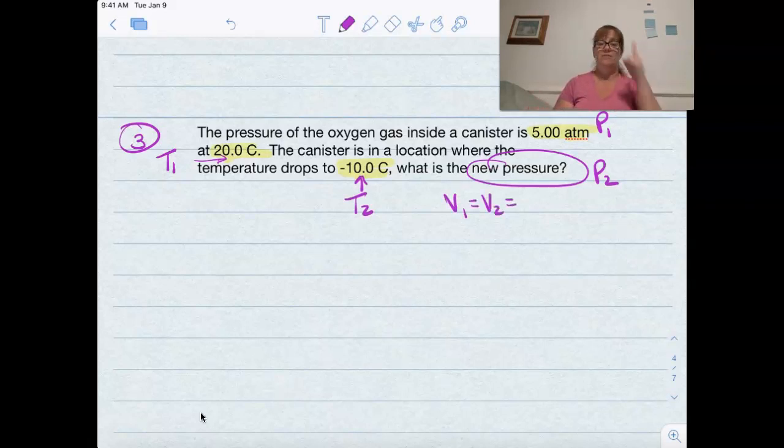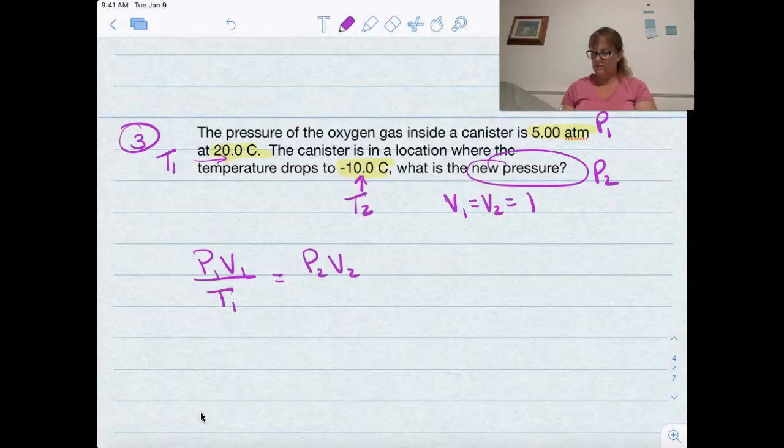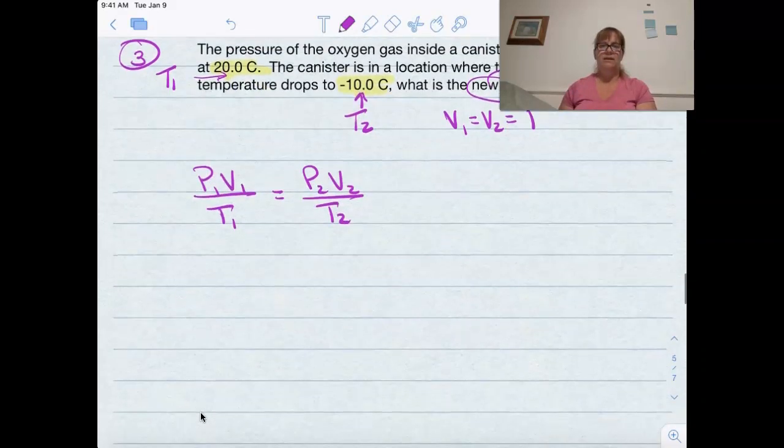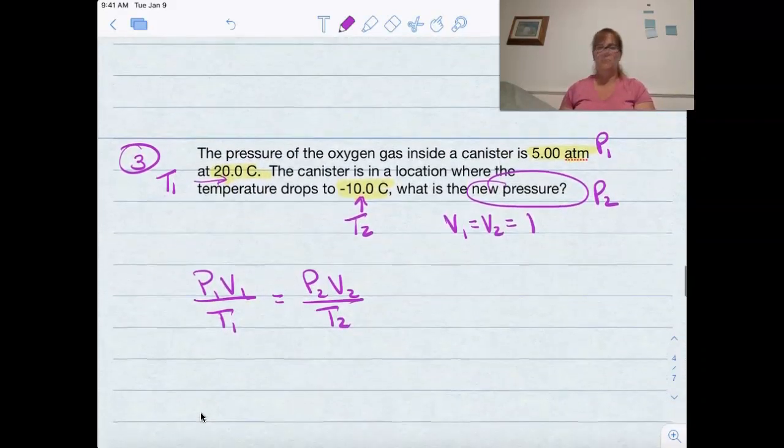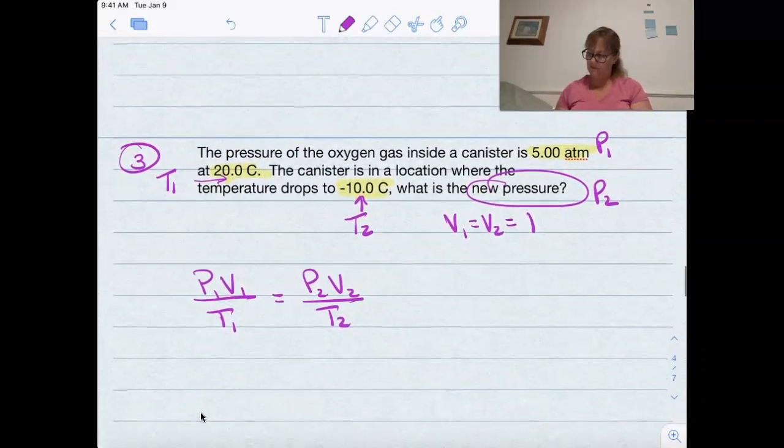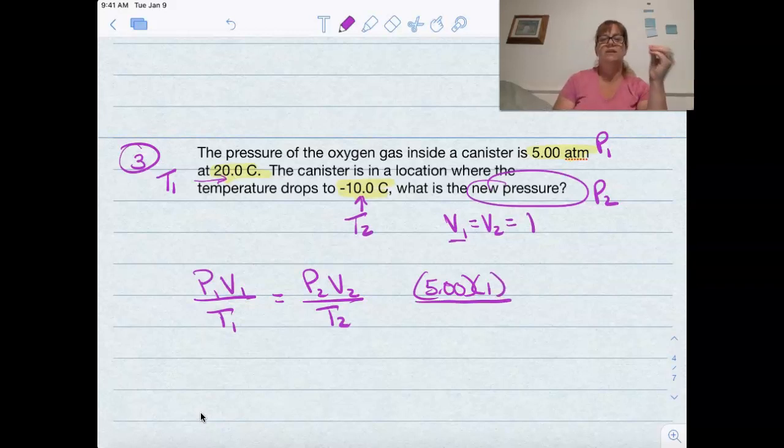And again, we're going to choose 1 because that's easy. There we go. Write down your combined gas law. P1 V1 over T1 equals P2 V2 over T2. Plug it in. Let's see, our P1 is 5 atmospheres. Our V1 is just a 1. Our T1 is 20 degrees Celsius.